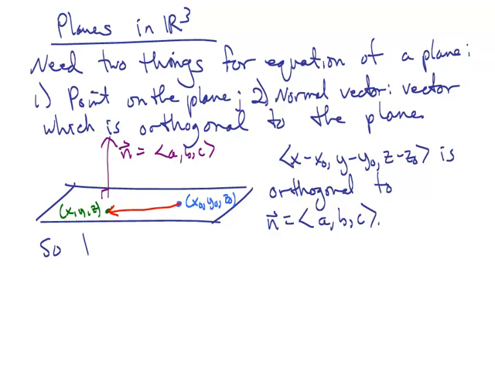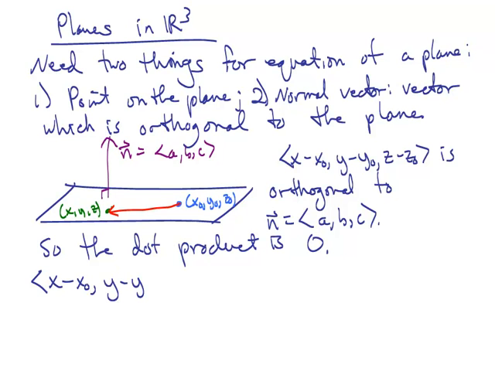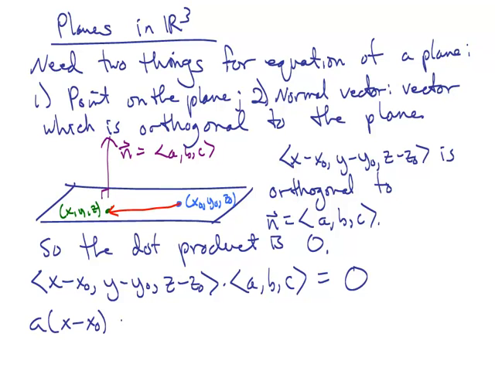Well, what does that mean? Well, one thing it means is that the dot product is 0. So all I do is take this vector, x minus x naught, y minus y naught, z minus z naught, dot it with my normal vector, and I know I have to get 0. Take that dot product, and my equation comes out. I've got a times the quantity x minus x naught plus b times the quantity y minus y naught plus c times the quantity z minus z naught equals 0. And there is my plane equation. Of course, you can put it in different forms, and we'll see that as we look at examples. But there's the basic idea.